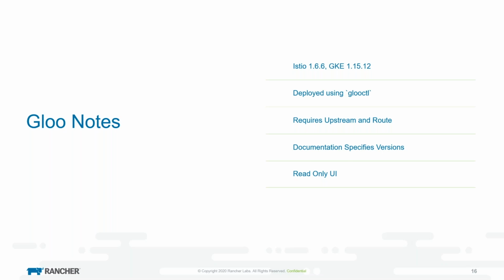Their CRDs that make the network adjustments or the traffic routing possible are something called an upstream and a route. One thing that I will point out about their installation instructions is that I was very happy that they included the specific versions of Istio and the specific versions of Kubernetes and the cloud provider that they tested their documentation against. If you're not aware, Istio also does a fair bit of QA testing against all of their documentation, which I think should be the standard moving forward for any Kubernetes product.